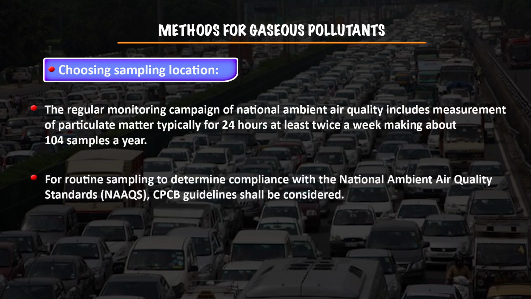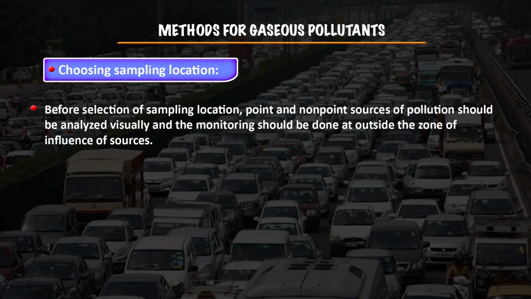So, for routine sampling to determine compliance with the National Ambient Air Quality Standards, CPCB guidelines have to be considered. Before selection of the sampling location, point and non-point sources of pollution should be analyzed visually, and the monitoring should be done outside the zone of influence of sources.